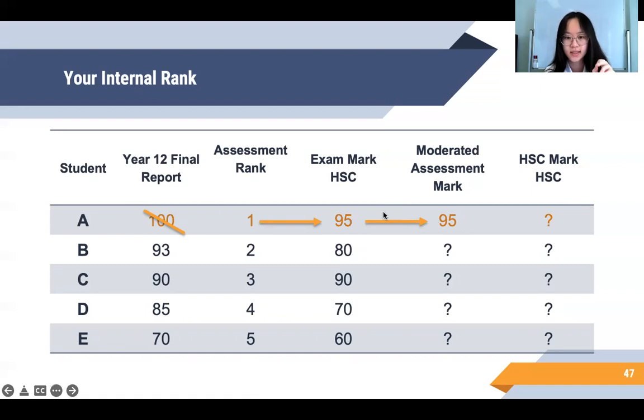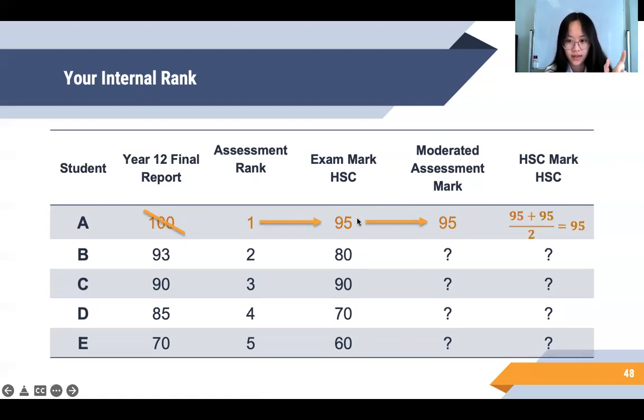So what NESA did is that they took the exam mark and that was their internal mark, right? And they averaged it to get the HSC mark. So this first number here, this first 95 is their internal mark. The second 95 is the mark that they received in the HSC. You average it, you get your HSC mark. Okay, student B, they got 93, which means that they came second. Student C got 90, which means that they came third.